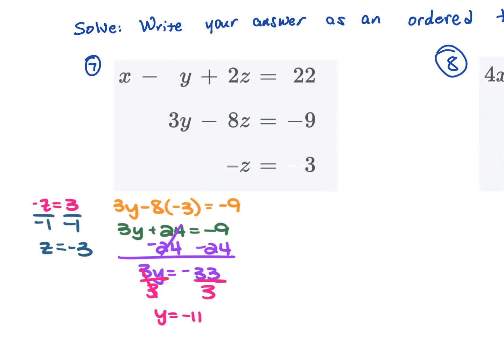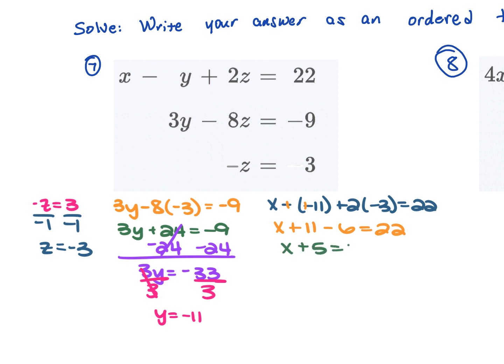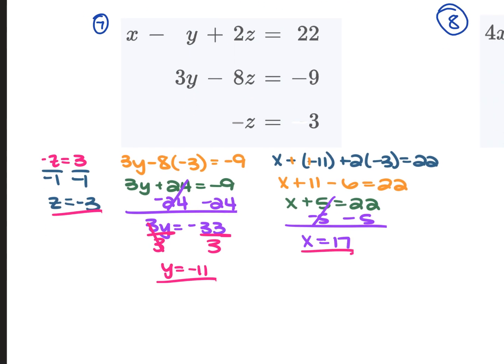You're going to take that negative 11 and that negative 3, and you're going to plug them both into that top equation to solve for x now. So that's going to give you x minus negative 11 plus 2 times negative 3 is equal to 22. Double negatives turn to positives, so that's x plus 11 minus 6 is equal to 22. 11 minus 6 gives us 5. We're going to move that 5 over by subtracting it from both sides, and we are left with x equaling 17. So if x is 17, y is negative 11, and z is negative 3, that gives us the ordered triple of 17, comma, negative 11, comma, negative 3.